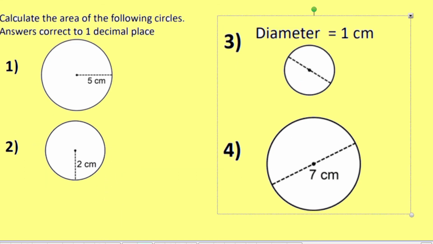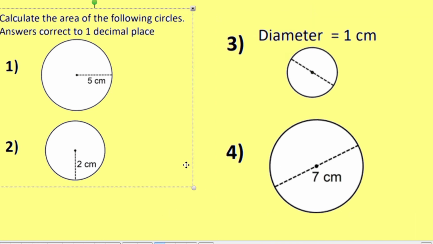Next, we're going to look at the area, and for the area, we need pi multiplied by the radius squared.